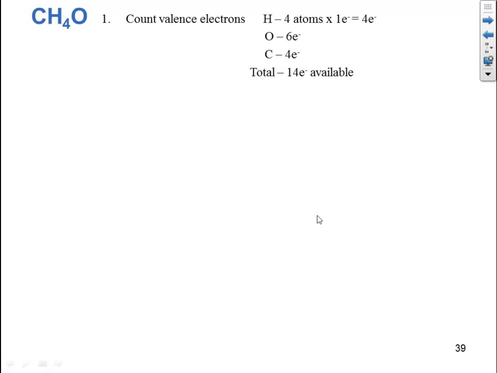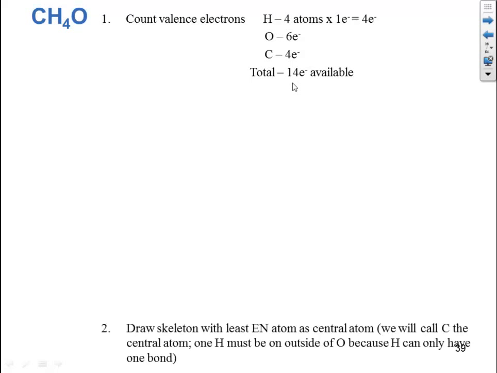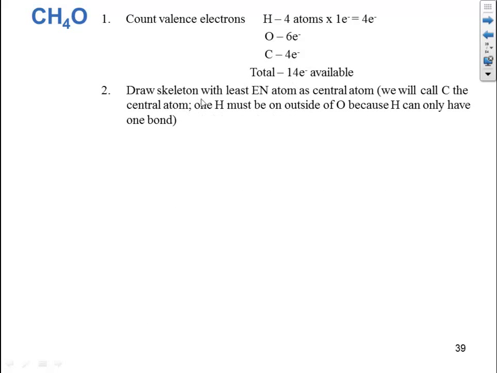Let's look at CH4O. 4 atoms of hydrogen times 1 is 4, oxygen 6, carbon 4, total of 14 electrons. Remember, I'm getting these numbers from the valence electrons that are on the periodic table, the S and the P blocks. Or you could just look at their group numbers and it tells you the valence electrons. Okay, you draw your skeleton with the least electronegative atom in the center, which in this case will be carbon.